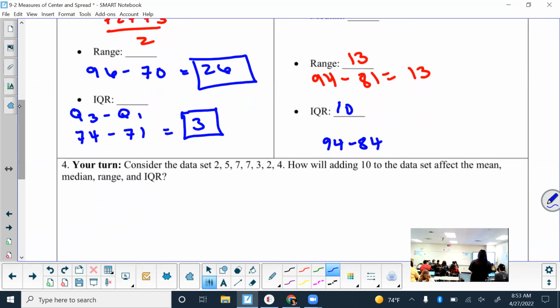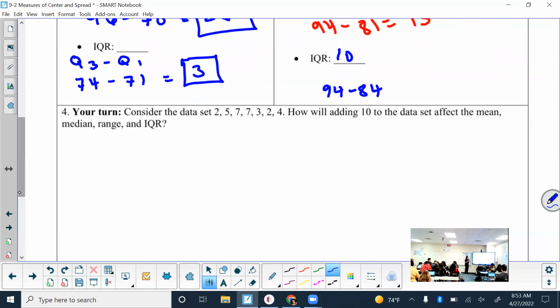So number 4, I'll have you guys try. This is more like what you'll see on a test. They love to say, here's a data set, how will adding or removing a particular number affect the data set? Sometimes you can say it'll increase, it'll decrease, without having to do any calculation. Sometimes you just have to check. So we'll practice that in here.